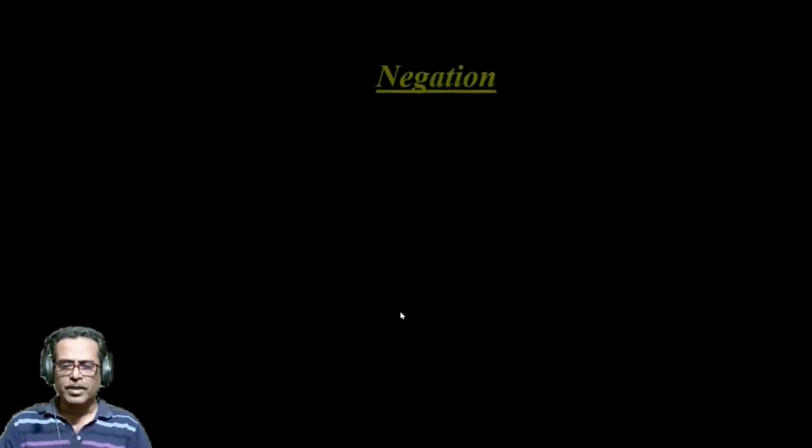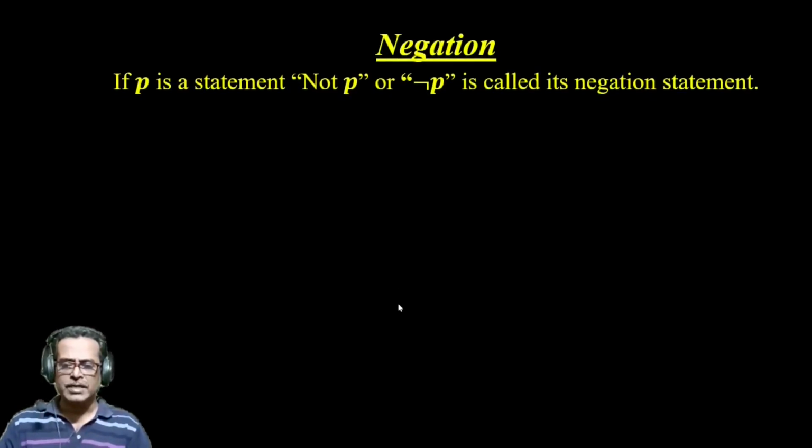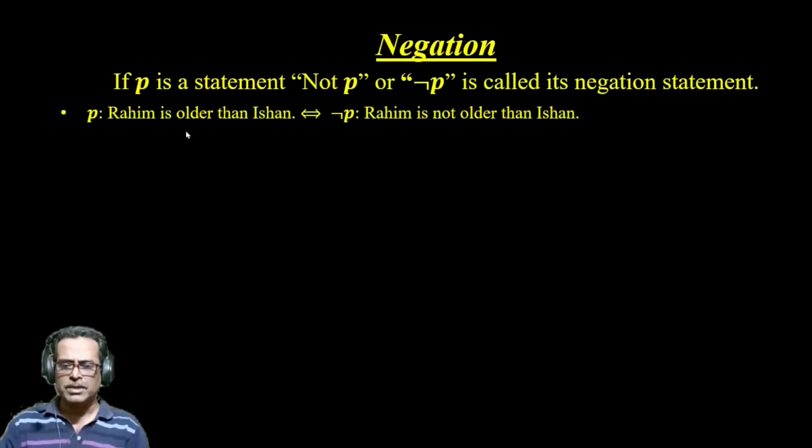Next, negation. Negation is very simple. If P is a statement, then not P is called the negation statement. For example, Rohim is older than Ishan; Rohim is not older than Ishan. This is very simple. You just have to introduce not in the sentence, then we will get the negation of the previous statement. And truth table: if Rohim is older than Ishan is true, then the negation should be false, and if it is false, then this will be true. So negation of true is false and negation of false is true.